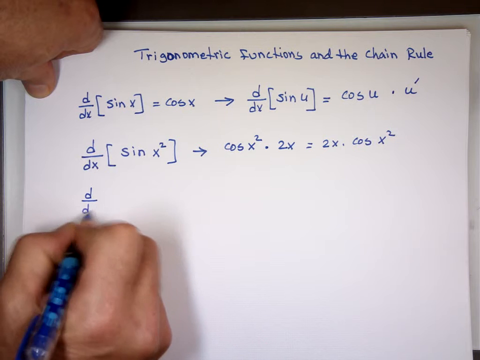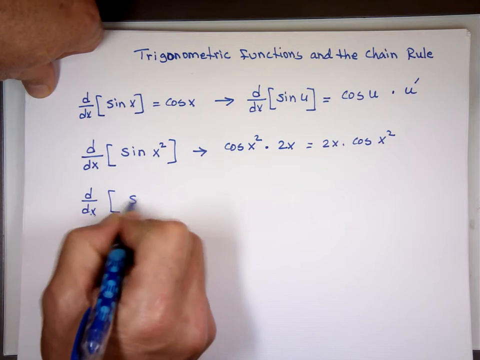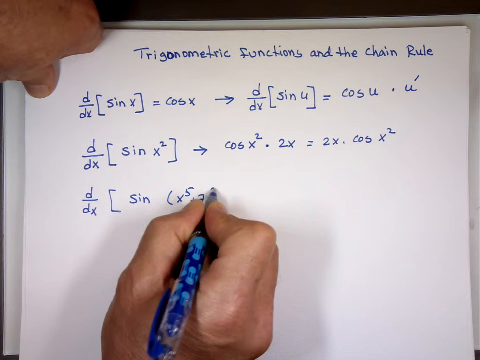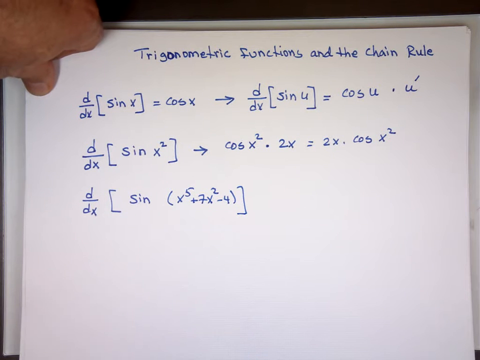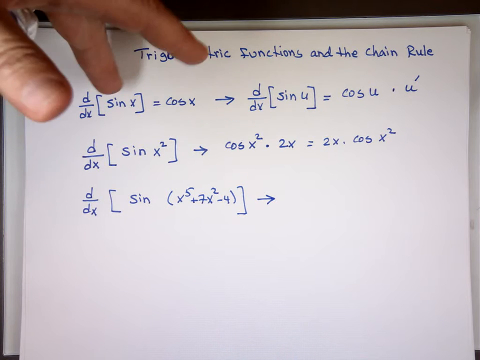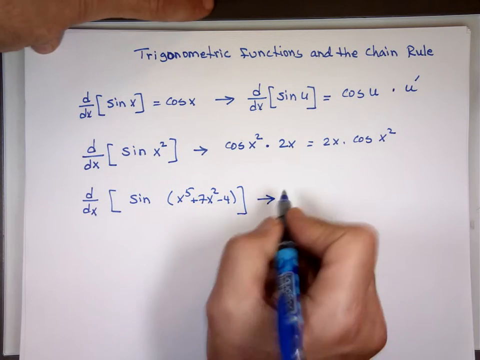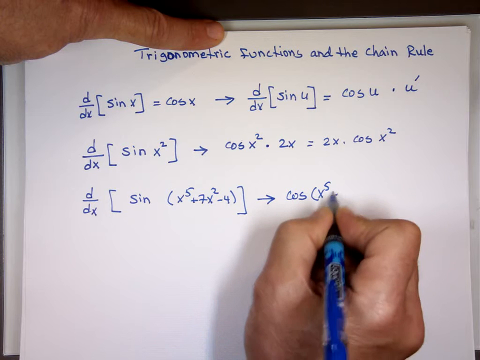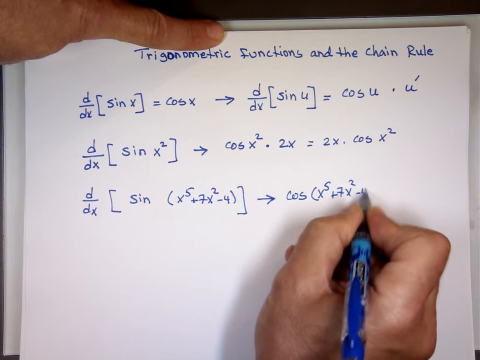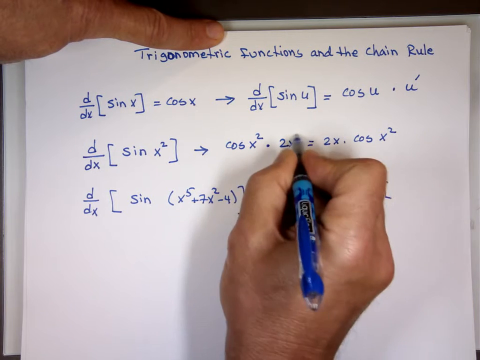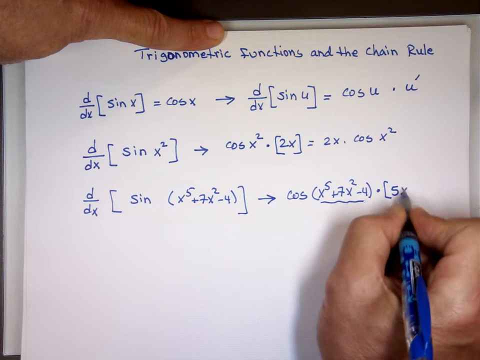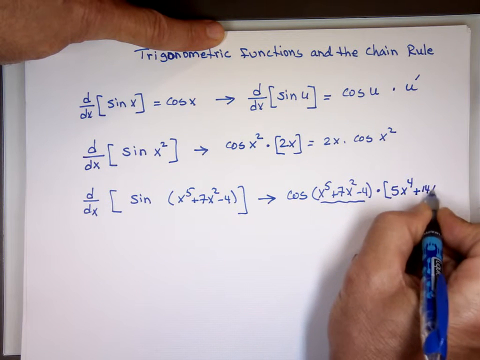What's the derivative of sine of x to the fifth plus 7x squared minus 4? So notice no longer x, we're dealing with the bigger expression now. This becomes cosine of x to the fifth plus 7x squared minus 4. Are we done? No, times the derivative. What's on the inside? What's the derivative of this? 5x to the fourth plus 14x.